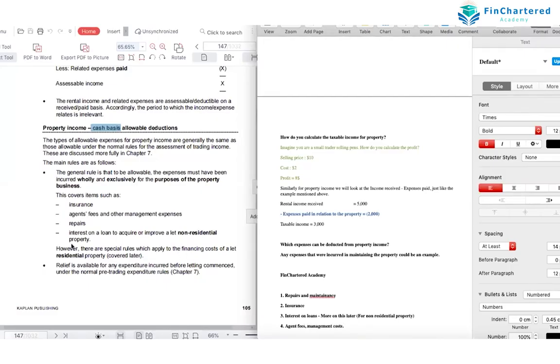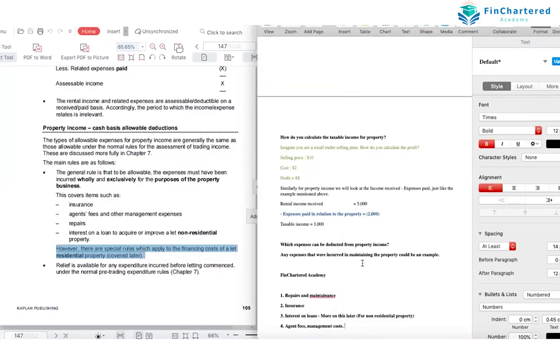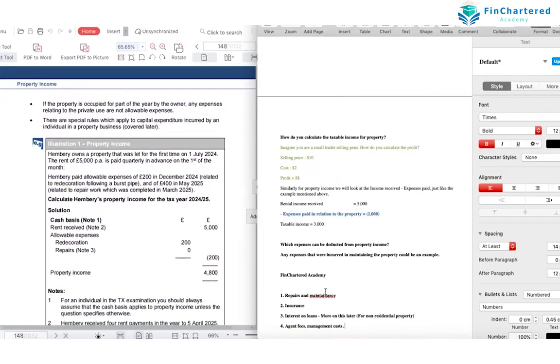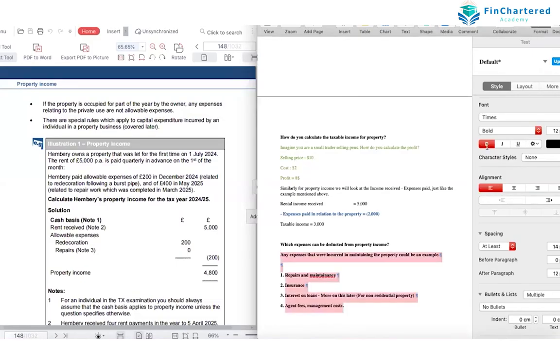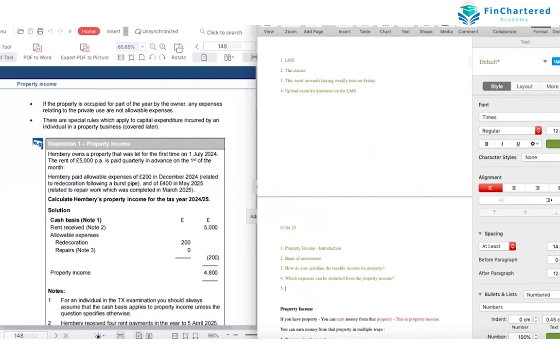Look at this sentence. However, there are special rules which apply to the financing cost of a let residential property. See, residential property, non-residential property, we're going to look at both of these in more detail. Okay, so let's look at illustration 1.